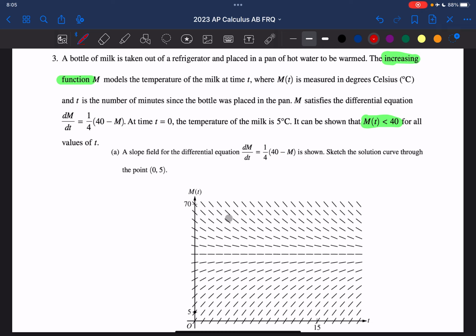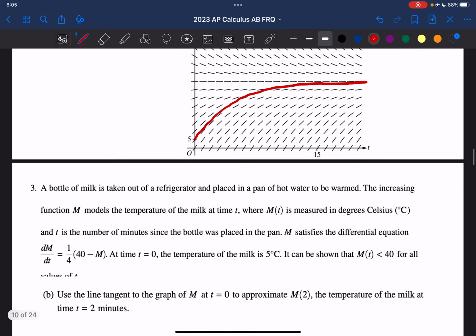Part A says they give us the slope field, and we want to sketch the solution curve through the point 0, 5. And they give us this right here. So all we have to do is go with the flow. What ends up happening is that it should level off. It should never cross this line. And as we go, our slope should be decreasing and approaching 0 more and more. And that's all we had to do for part A.